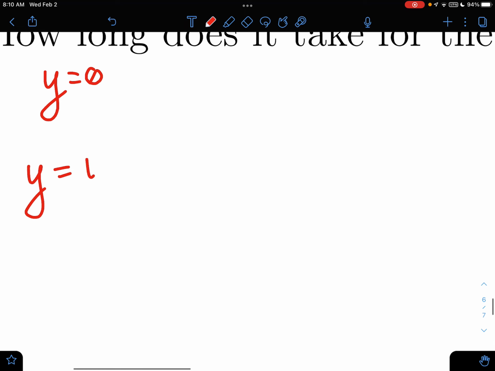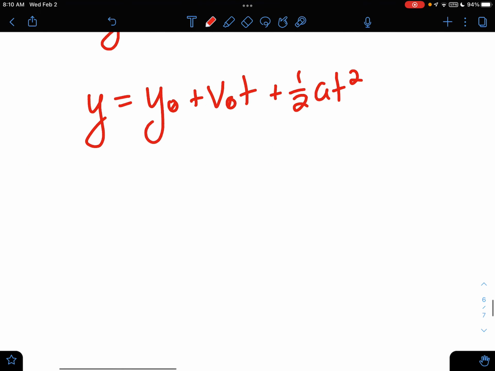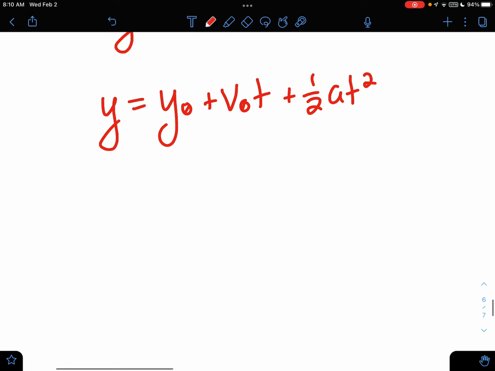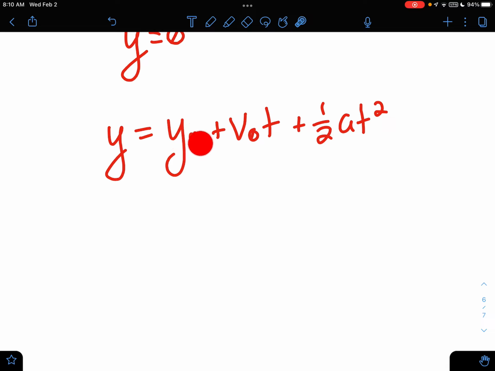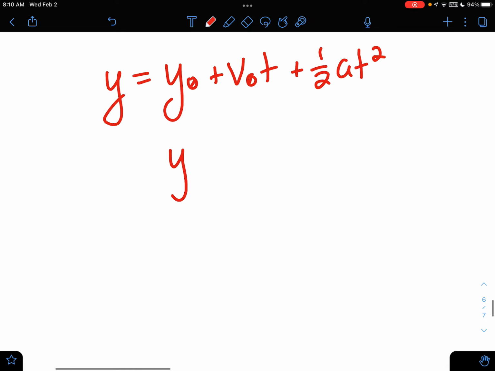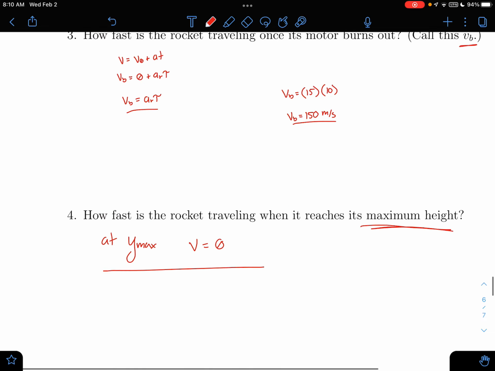Y equals y naught plus v naught t plus 1/2 at squared. And now we can plug in the things that we know. So we're looking at our second section. So our y naught, that's going to be our yb, whatever our position was at burnout.